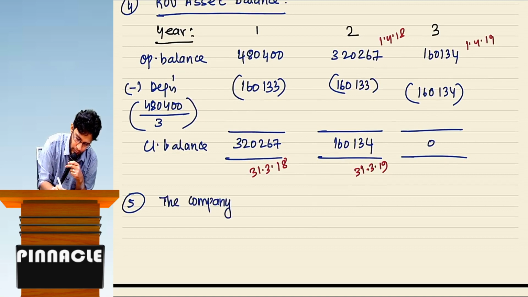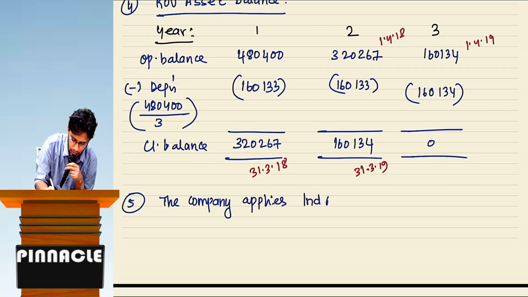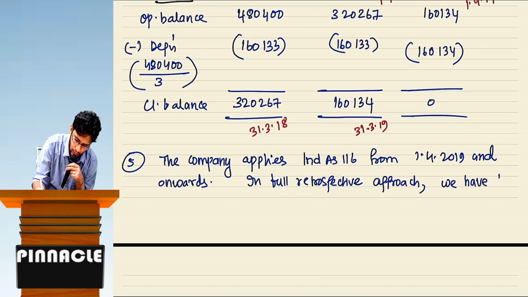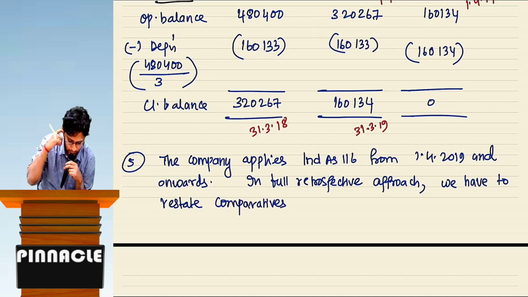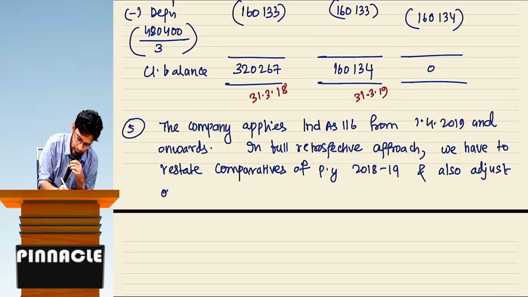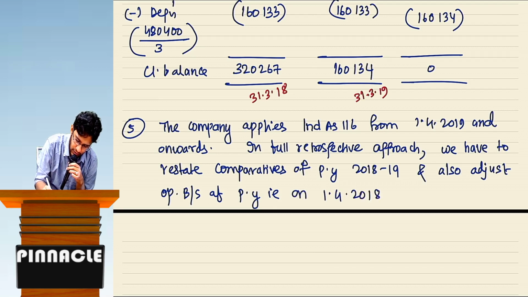The company applies Ind AS 116 from 1/4/2019 and onwards in a full retrospective approach. We have to restate comparatives of previous year 2018-19 and also adjust the opening balance sheet of previous year, that is on 1/4/2018.